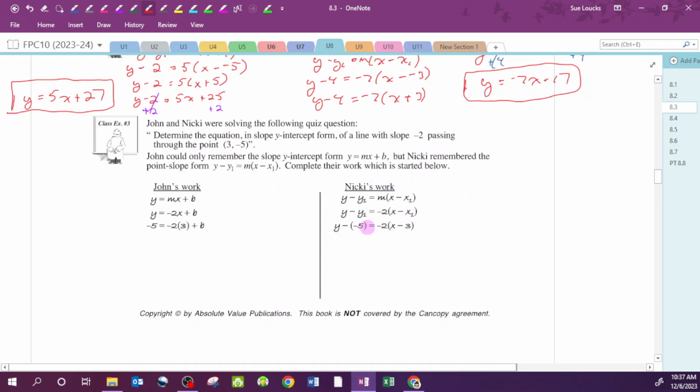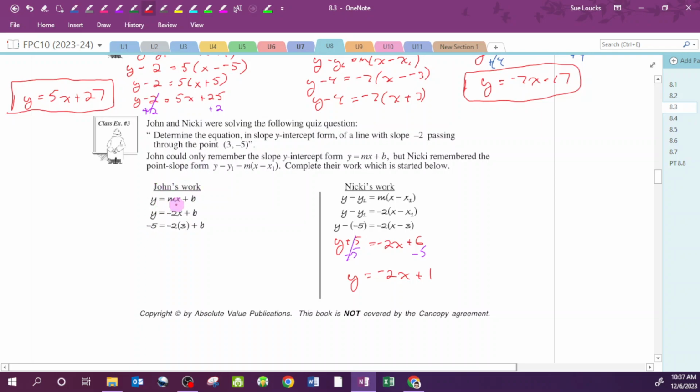So let's just continue this. So y minus negative 5 is y plus 5. And this becomes negative 2x plus 6. And then we're going to subtract 5 from that side and subtract 5 from that side so that we get y equals negative 2x plus 1. Okay, now John had a different attack.